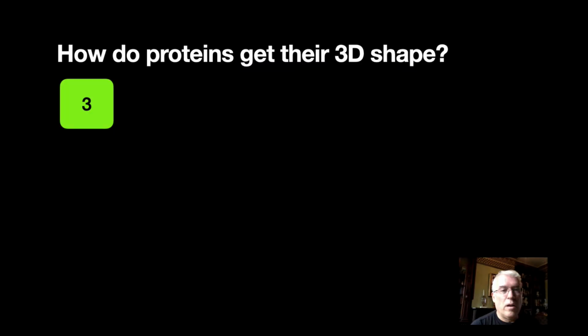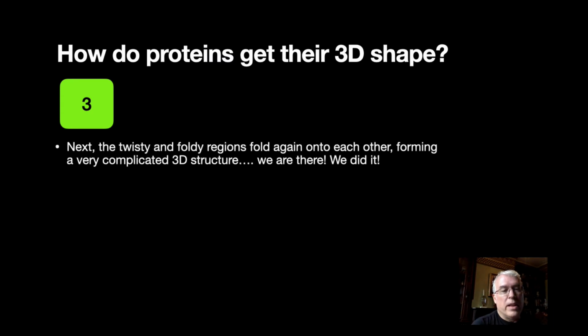Okay? Okay, now let's move on to the 3rd level of structure in proteins. Okay? These pleated sheets and the alpha helices are going to twist and fold themselves again, forming a really complicated three-dimensional structure. So there, we did it. We got the 3D, okay, the third level of structure.